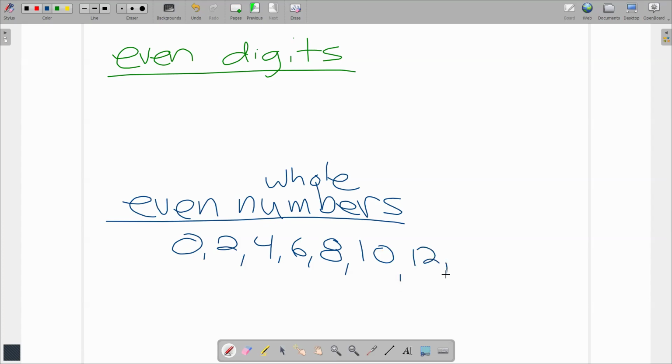What's the biggest one? A million? A million and 2? A million and 4? No, a billion. A billion and 2? A billion and 4? This goes on forever. Dot, dot, dot.